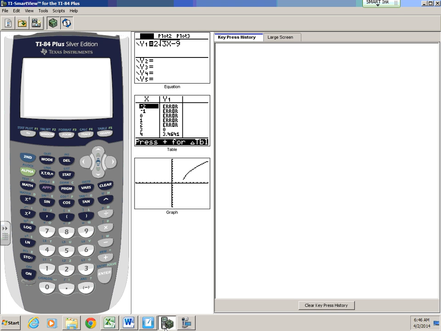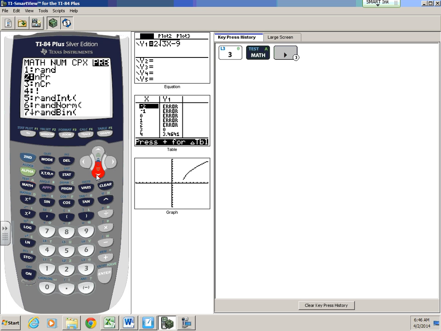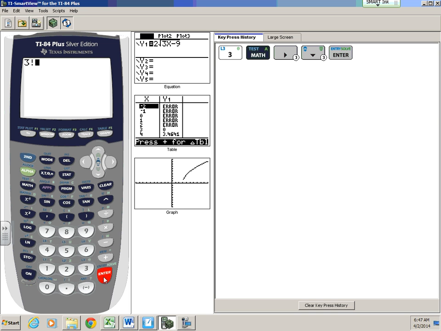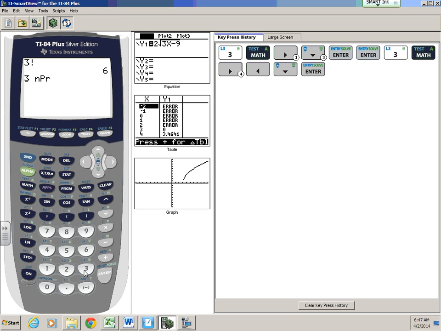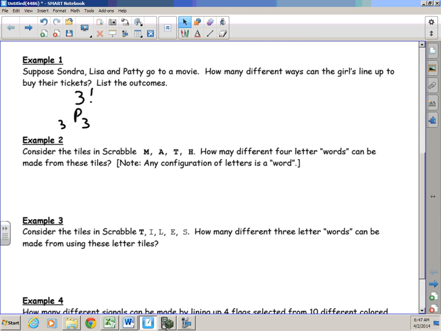The way you do factorial is you put the number first, then you go to math. This is all under probability, so you scroll over to probability, and you scroll down to number 4, and it comes up factorial, and then you hit enter again, and it gives you the number 6. If you were doing the permutation, you have to put the n number first, the 3, go to math, go back over to probability. You go down to nPr, hit enter. You put the r number, 3 again, and you hit enter, and you get the 6. So either one of these gives you an answer of 6.